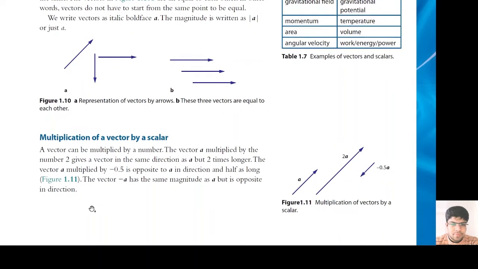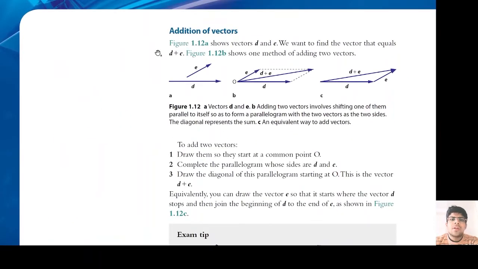Now addition of vectors. Figure 1.12a shows vectors d and e. We want to find the vector that equals d plus e, so we have to add both the vectors. If we join these vectors, we get a magnitude in between them, which represents the sum. This is one method of adding them, and it can also be done like this, so let's read it here.